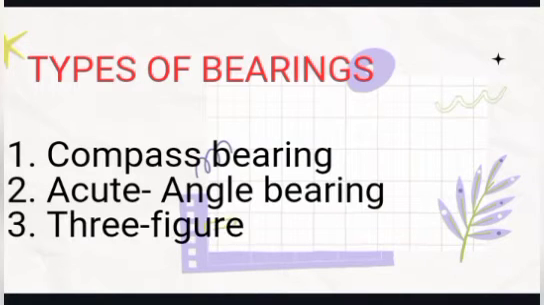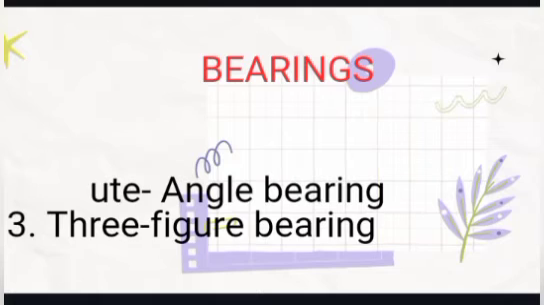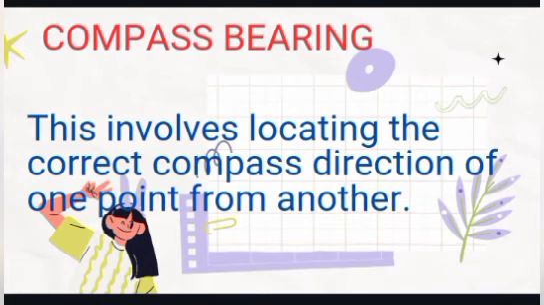Now it is important to know that there are three basic types of bearings: the compass bearing, acute angle bearing, and three-figure bearings. Okay, so we'll be looking at these three types of bearings and seeing how you can convert from one to the other. Now, the compass bearing involves locating the correct compass direction of one point from another. So basically, you are just expected to know the compass directions.